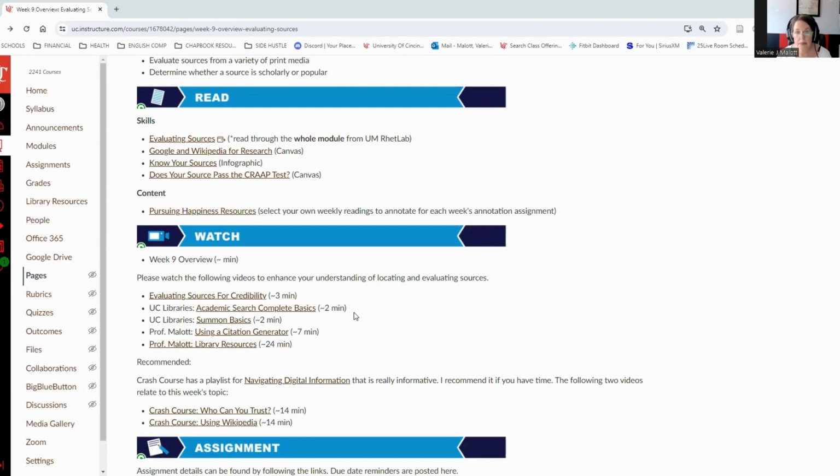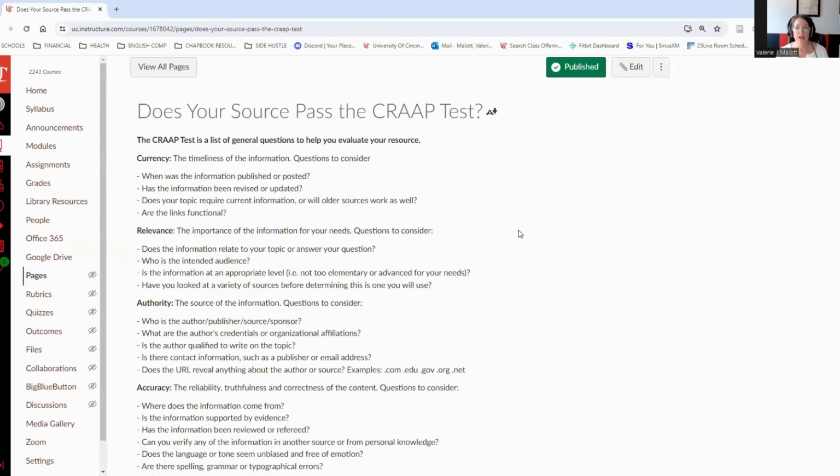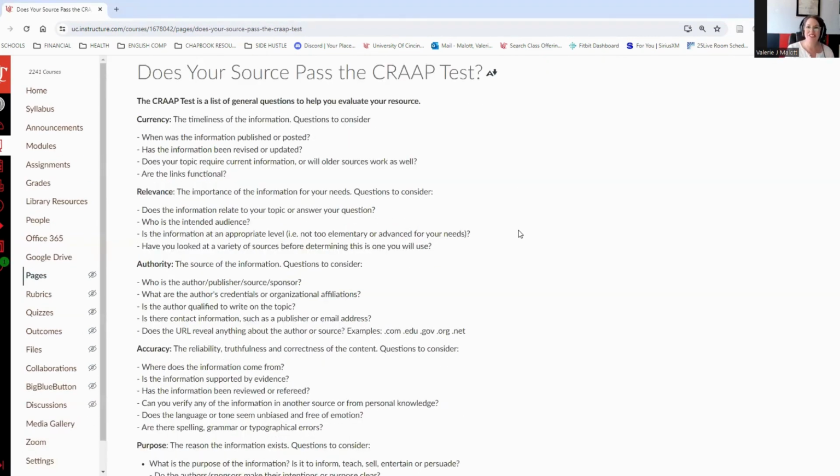Out of the readings, I would say, does your source pass what's called the CRAAP test? I'm actually going to read through this for you and explain a little bit more, although this handout is really quite good. So, in academic circles, especially in first year writing classes, we have what's called the CRAAP test, right? CRAAP. And this is kind of a heuristic or a rubric that you can use to help evaluate resources. And it stands for currency, relevance, authority, accuracy, and purpose.